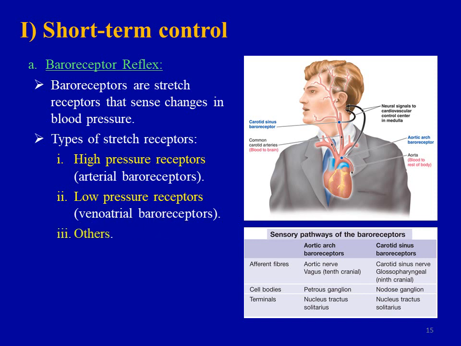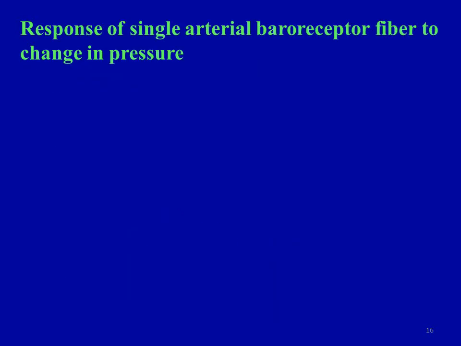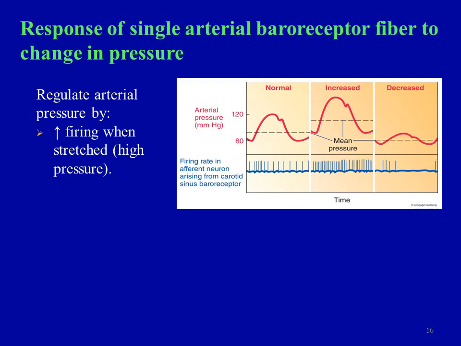Also, we have other baroreceptors elsewhere in the circulation, and I will give some examples of them in one of the slides. Arterial baroreceptors are located in the aortic arch and the carotid sinuses, in the proximal part of the internal carotid arteries. In this slide, we will see the response of a single arterial baroreceptor fiber to changes in pressure. The arterial baroreceptors regulate the arterial pressure by increasing the firing rate when they are stretched. So a high pressure will increase the firing rate.